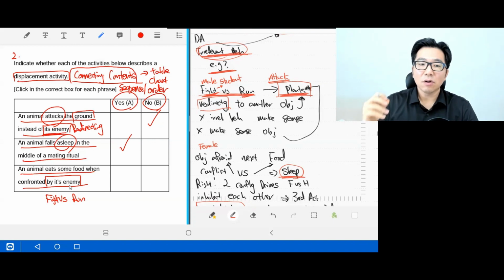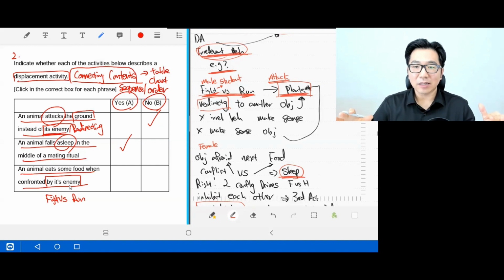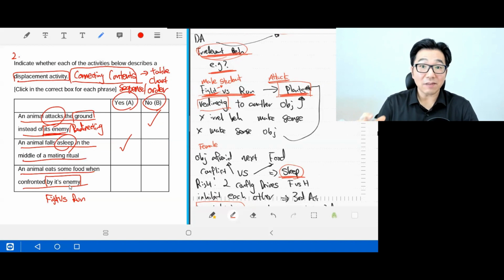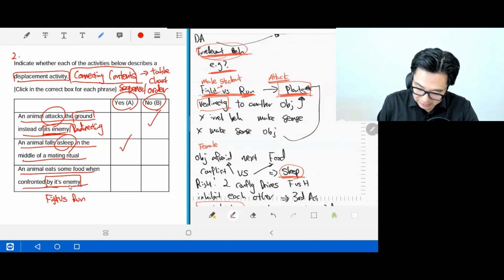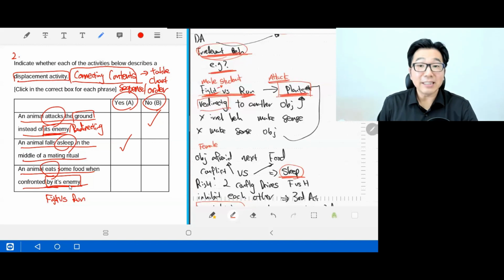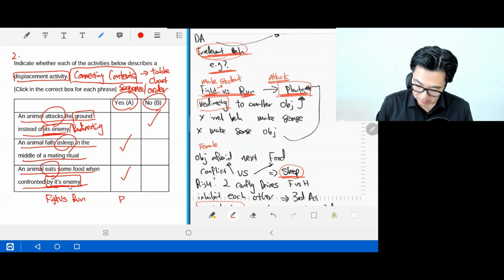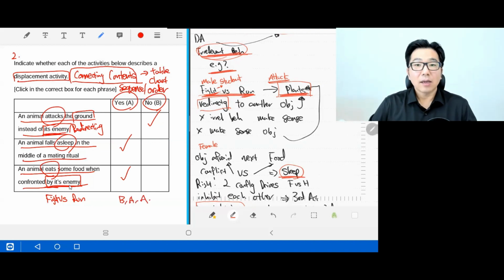So if the animal attacks or escapes, then it's not displacement activity. But if the animal does something else, then it's all displacement activities, right? So when you are facing the enemy, you are suddenly eating, you are not fighting or running away. You're doing something completely irrelevant. So this is a good example of displacement activities. Okay, makes sense, right? So question 2, the answers are B, A, A. Next question, please.